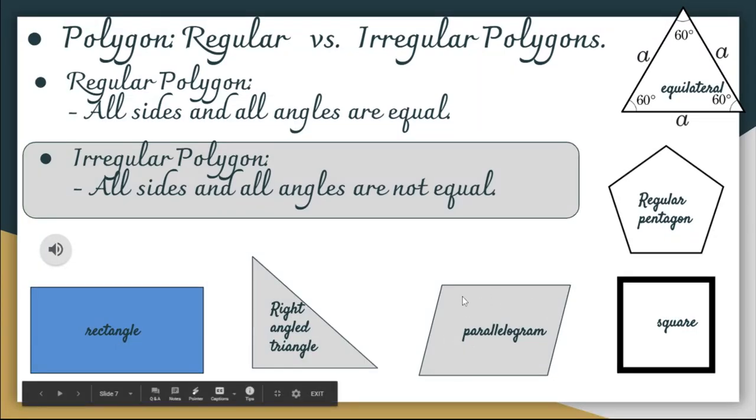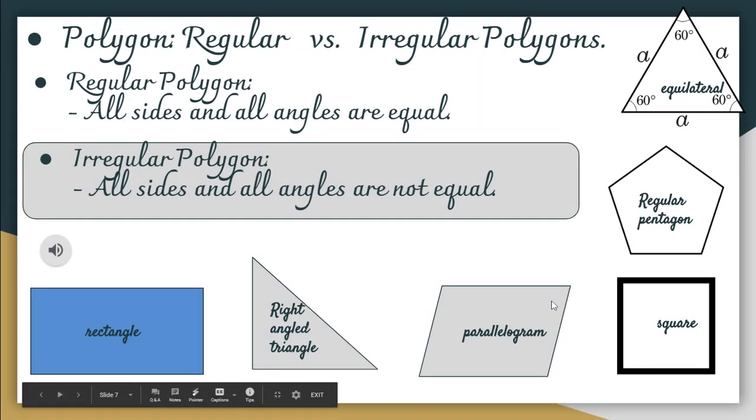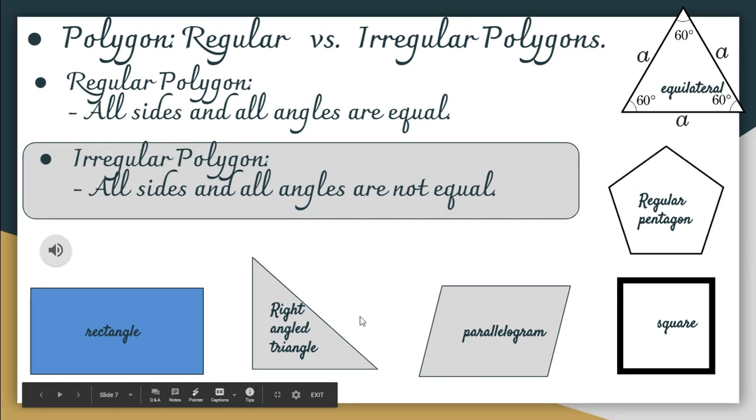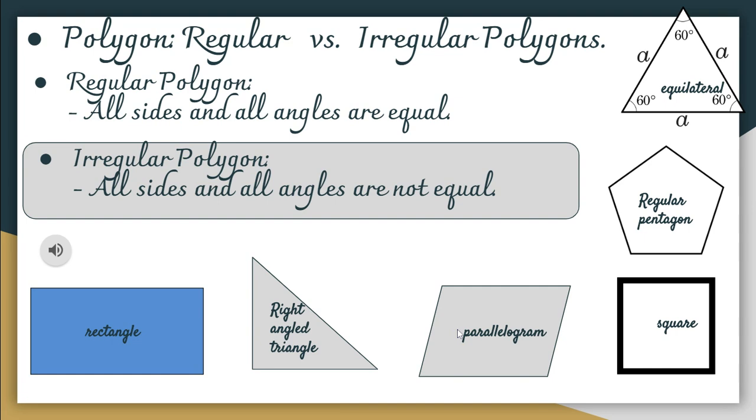Now think of a parallelogram. In the case of a parallelogram as well, you do not have all angles equal, isn't it? Only the opposite angles are equal. In the same way, opposite sides are equal, but not all sides, isn't it? So a parallelogram is also an example of an irregular polygon. So these are all examples of irregular polygons. Clear? I hope you are clear on what a regular polygon is and what an irregular polygon is. Okay.